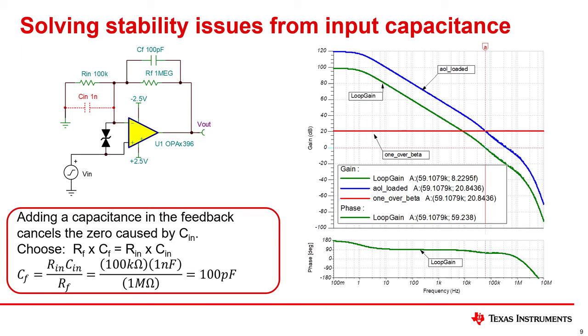One choice for Cf is to choose it so that the pole and zero frequencies are equal. In this case, the 1 over beta curve will remain flat as the pole and zero happen at the same frequency and cancel. The calculation for this option is simple. Just make sure that Rf times Cf is equal to Rin times Cin. For this amplifier, Cf equal to 100 picofarads will set the pole and zero equal to each other.